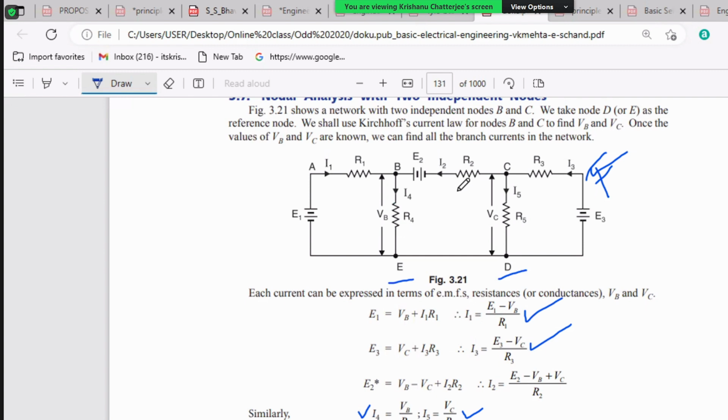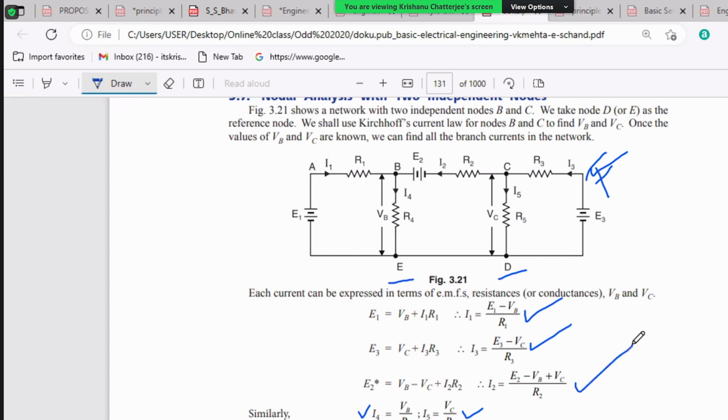So it will be VC minus VB obviously, and E2 will be added, because we are going in the direction from negative to positive. So E2 minus VB plus VC by R2. See, VC minus VB we are getting, E2 will be added, divided by R2 will be I2.